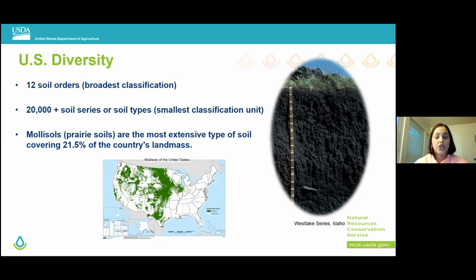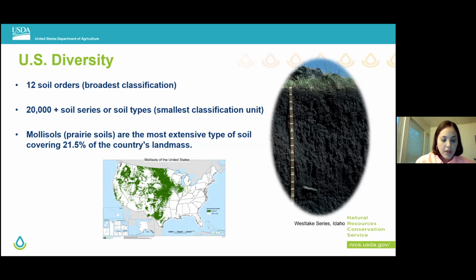So from the 12 soil orders that we have identified in the United States, the most common or the most extensive is the mollisols, and we call those the pretty soils. They cover around 21.5% of the country landmass. I want you guys to look at that map. The green shaded areas is showing you where those mollisols are. I saw a couple of them in Texas when I was working there. I was working in Central Texas.